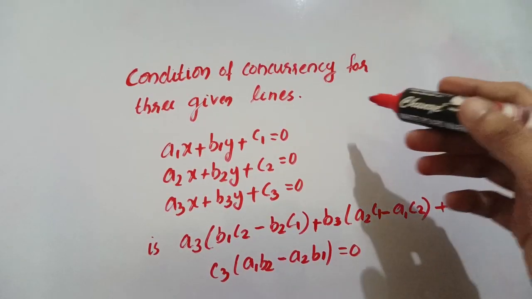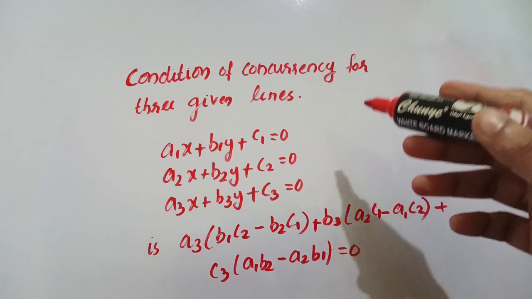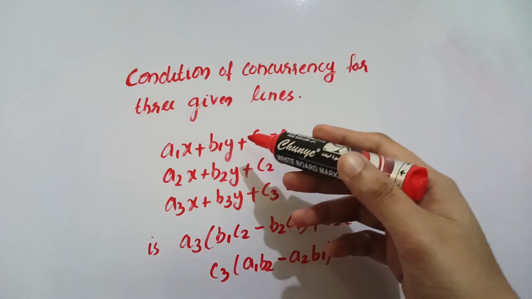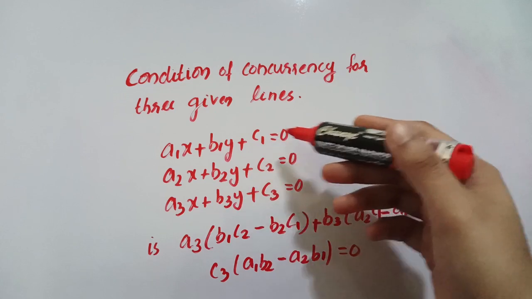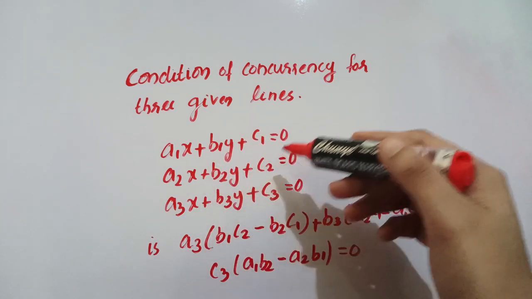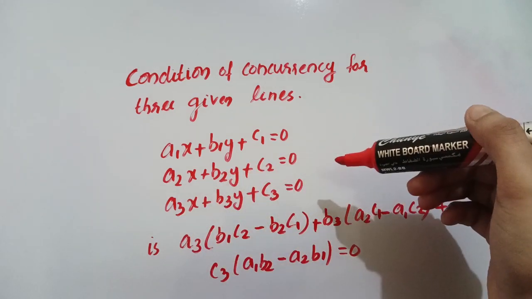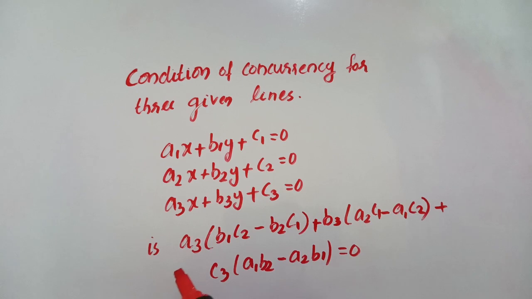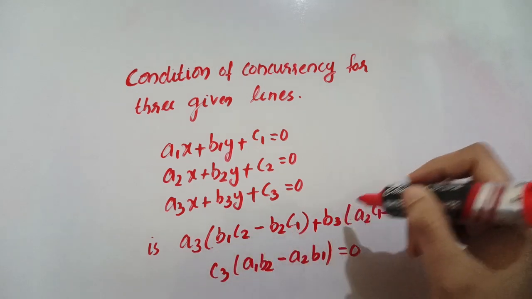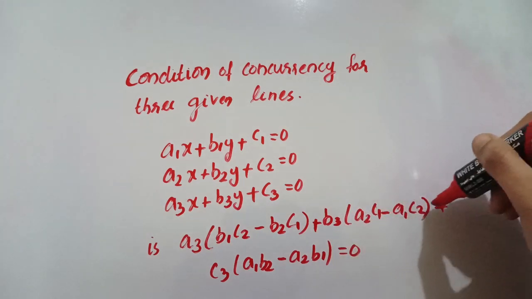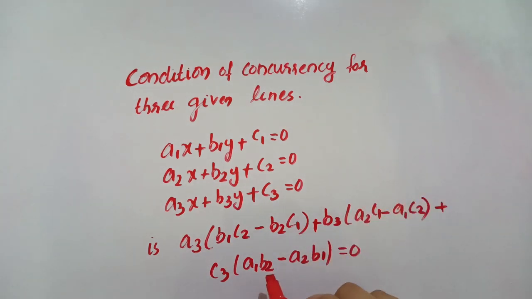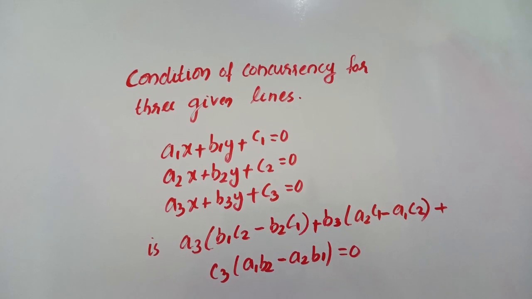Next, we can look at the condition of concurrency for three given lines. The three given lines are a1x plus b1y plus c1 is equal to 0, a2x plus b2y plus c2 is equal to 0, a3x plus b3y plus c3 is equal to 0. Then the condition is given by a3 into (b1 c2 minus b2 c1) plus b3 into (a2 c1 minus a1 c2) plus c3 into (a1 b2 minus a2 b1) is equal to 0. This is the condition of concurrency for three given lines.